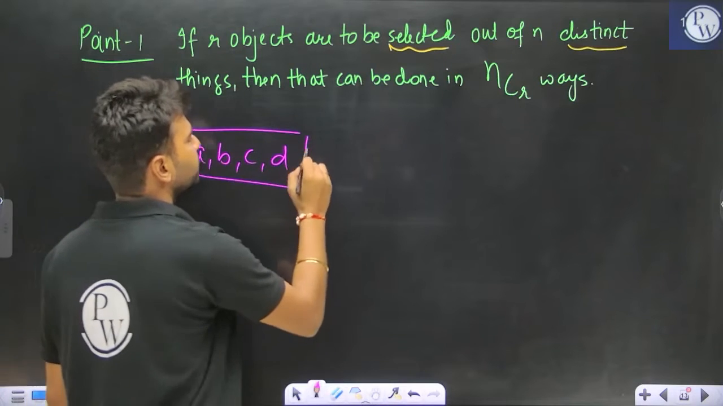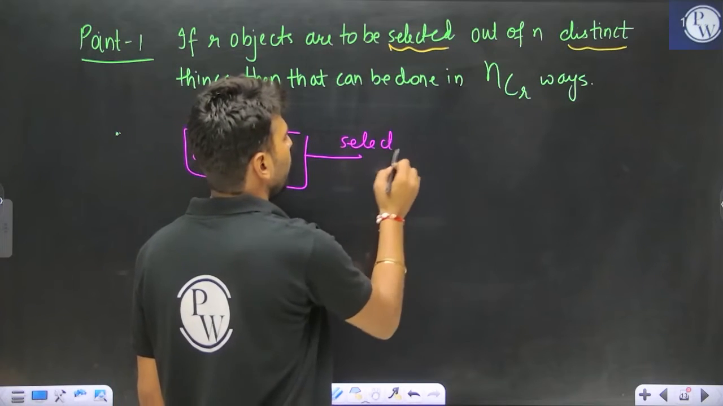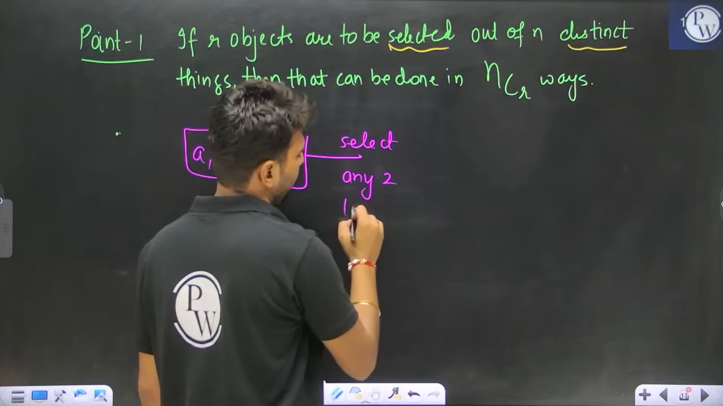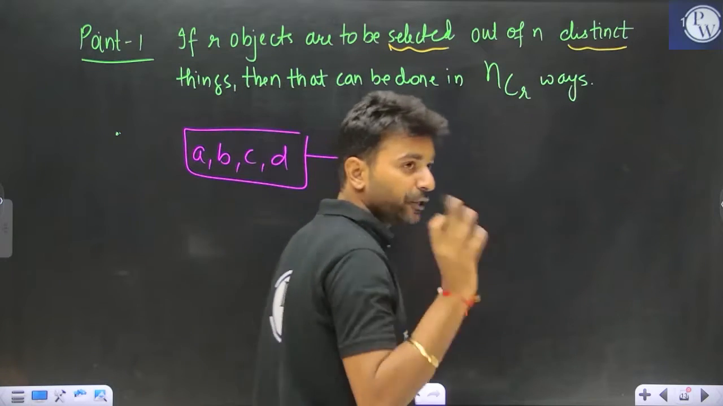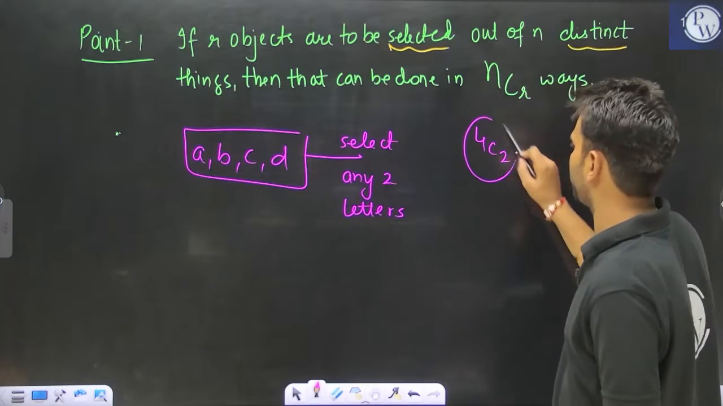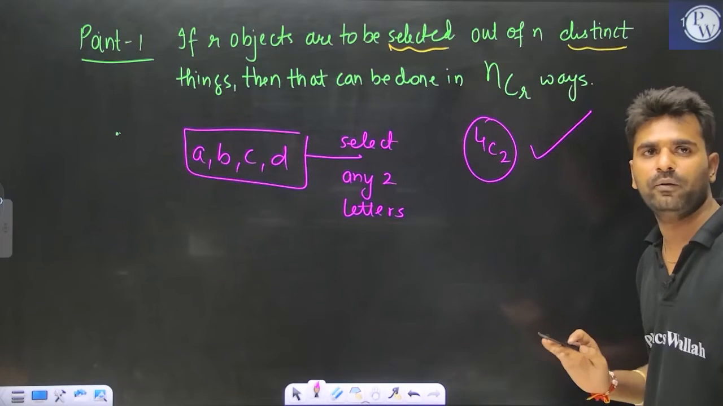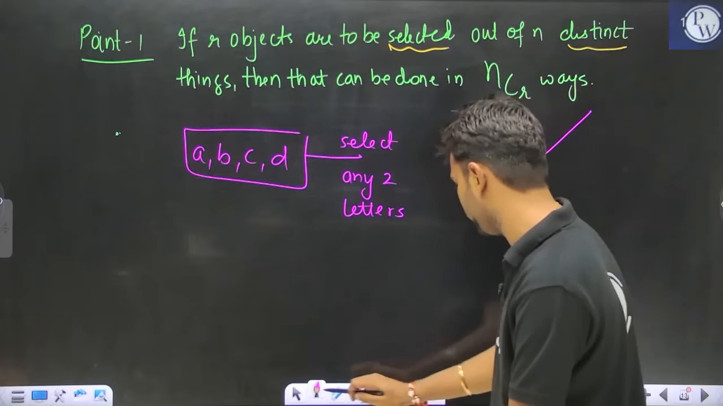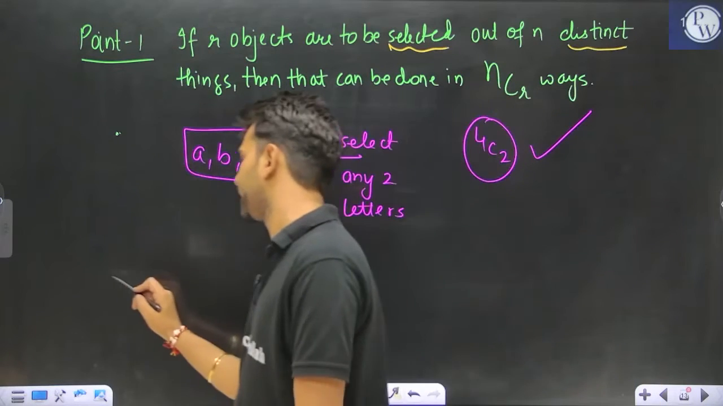Select any 2 letters out of the 4 available. So we know that all the objects are distinct, yes or no? So in how many ways can that be done? 4C2 number of ways. Understood this, everyone? Anyone having any difficulty in this? Do let me know. Not an issue. Alright, moving on to the second point.